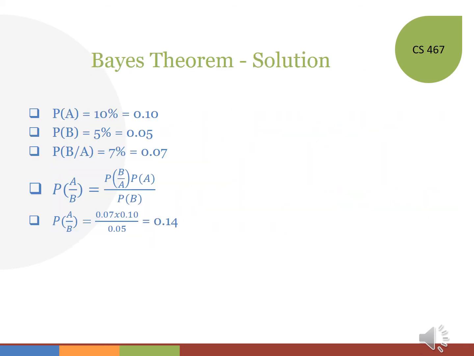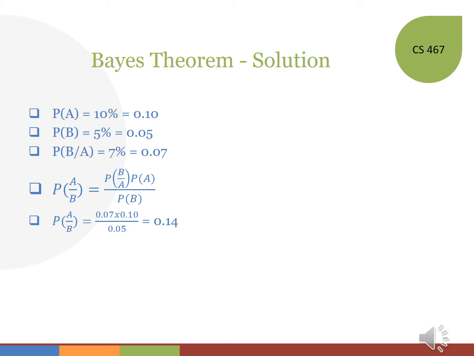In the question, it is given that the probability that a patient has liver disease is 10%. Therefore, P of A is 10%, that is 0.1, and B denotes the event that the patient is alcoholic. From the question itself we can understand that probability of B is 5%, that is 0.05. Then probability of B given A is given in the question, that is 7%, 0.07.